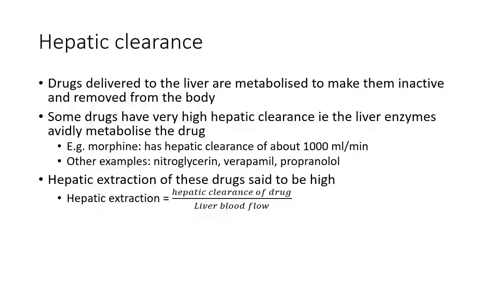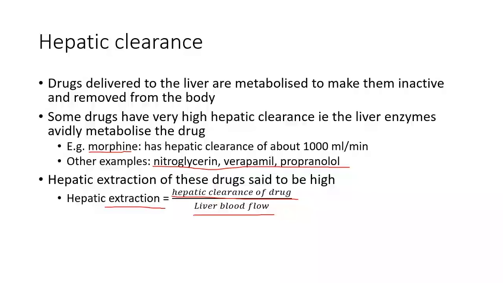Now, the drugs are delivered to the liver when they circulate around the circulation, but with oral administration, they're delivered to the liver on first pass metabolism after they're absorbed through the small intestine. So the hepatic extraction of these drugs, such as morphine, nitroglycerin, verapamil, propranolol, are high. So in their case, their hepatic extraction is defined as the hepatic clearance of the drug over liver blood flow.